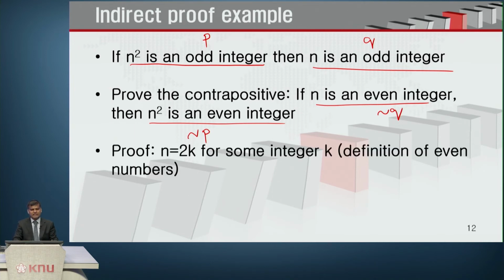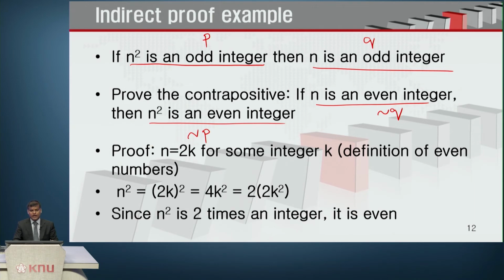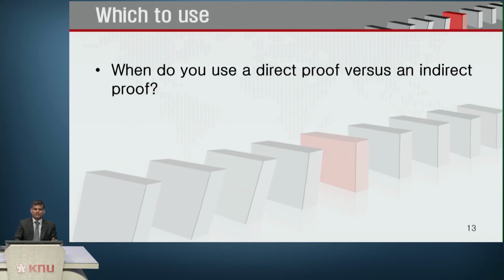So proof: n equals 2k for some integer k. This is the basic definition of even numbers. So n square equals (2k) square, that equals 4k square, and again that equals 2 times 2k square, and eventually this proves that since n square is 2 times an integer, it is even. So in fact we use a simple way to show it.